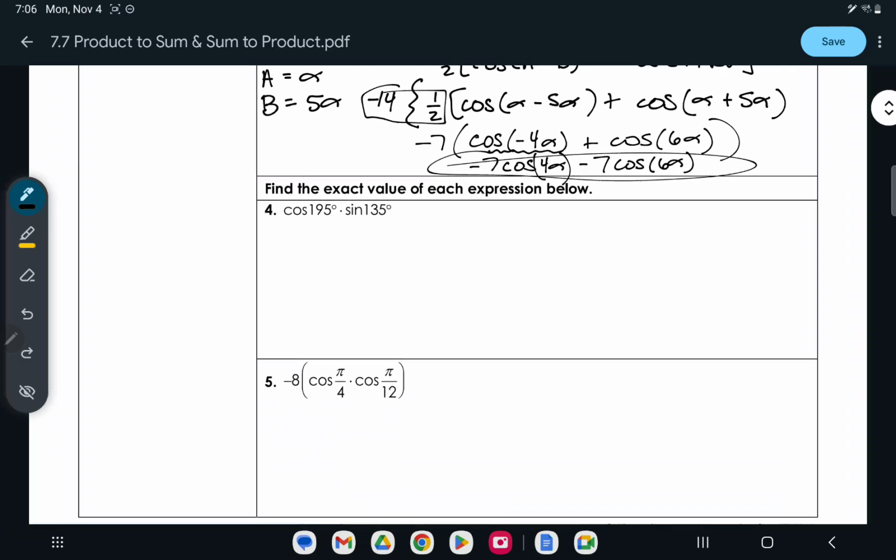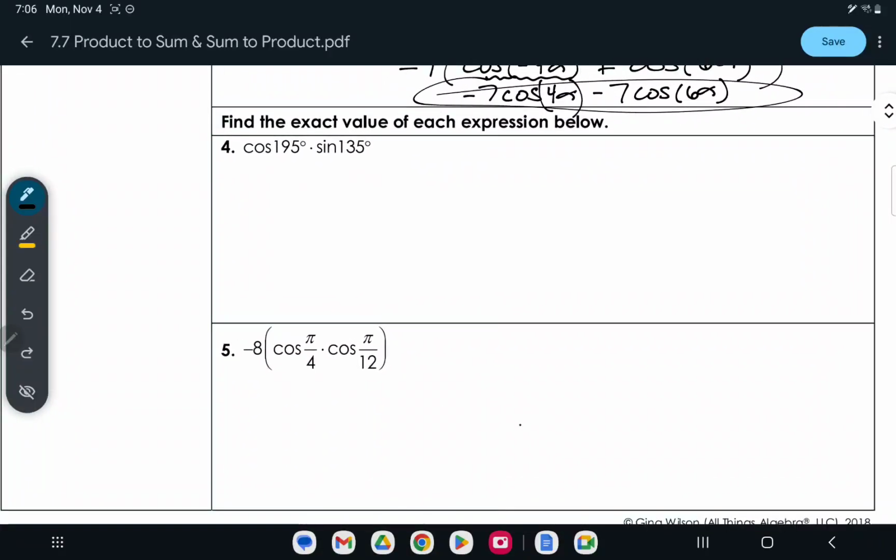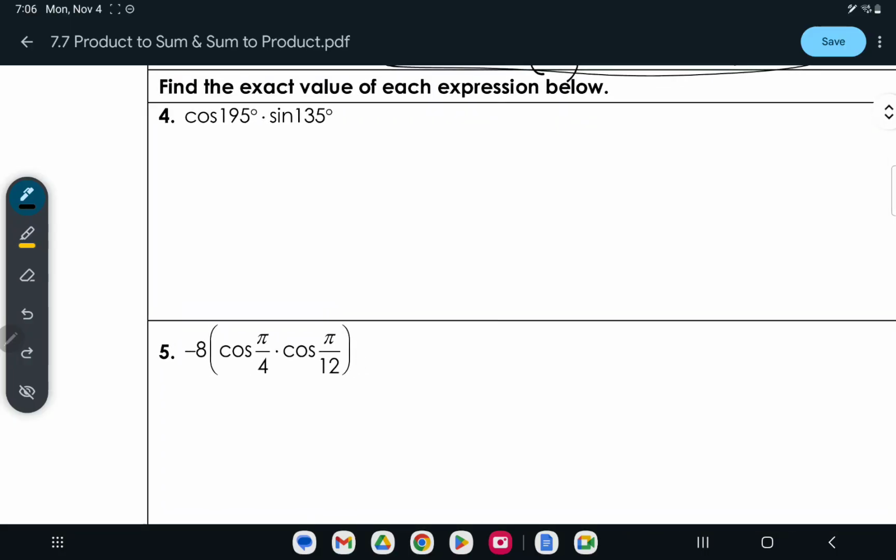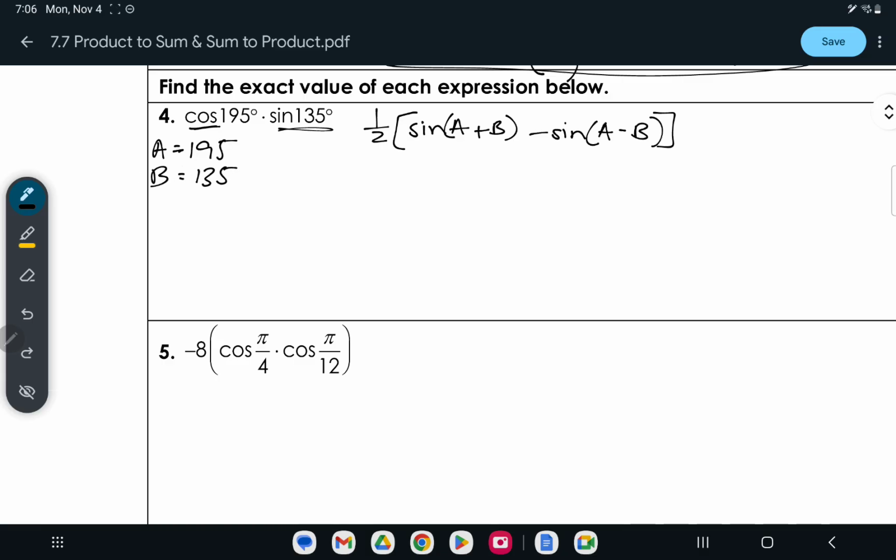All right. Now we want to find the exact values. So we actually have some stuff we can use on the unit circle here. So this is a cosine times sine. So I'm going to write the formula. So that's 1/2 sine of A plus B minus sine of A minus B. A is 195. B is 135.